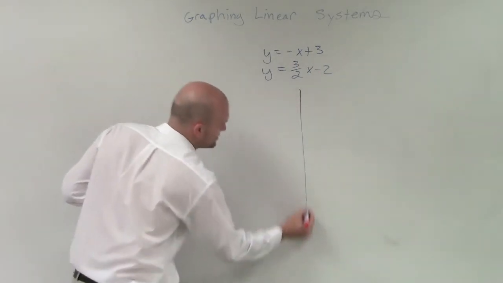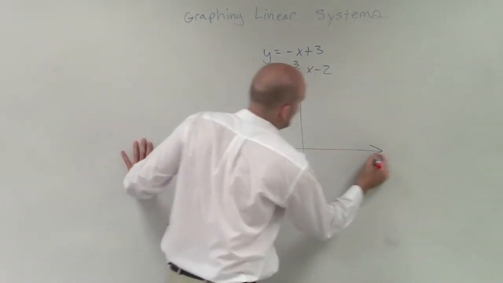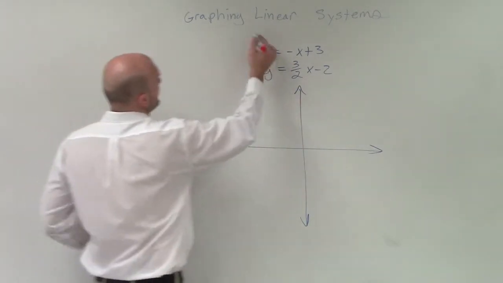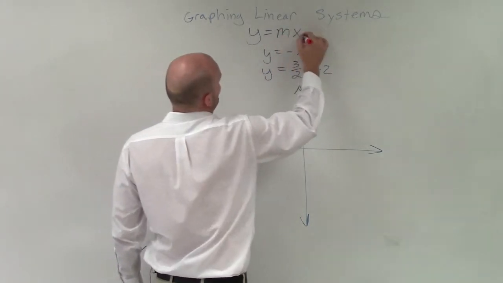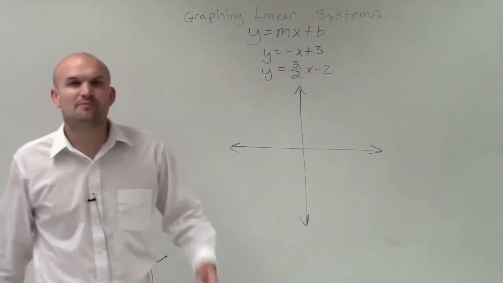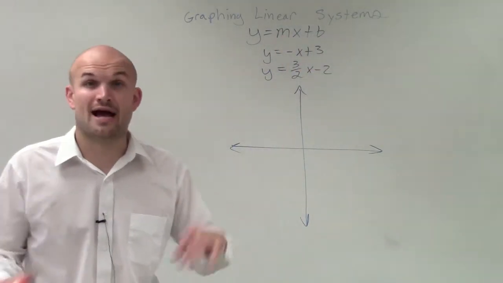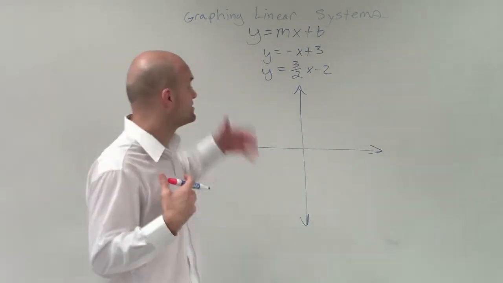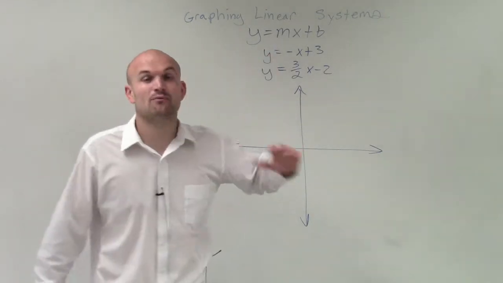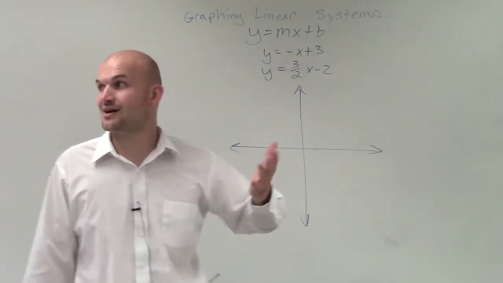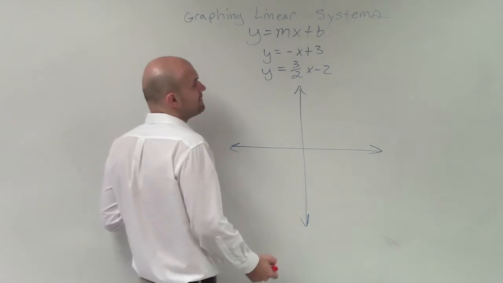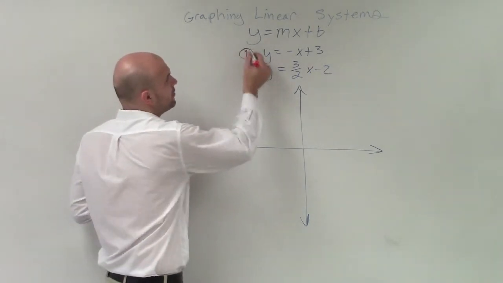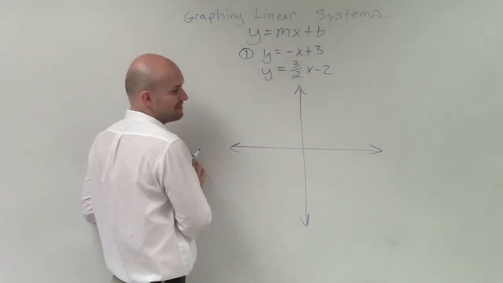To graph them, we need to have an x and y axis. Remember when graphing, y equals mx plus b is usually going to be the preferred form that you want to graph in. I will do some different methods depending on what form our system is given. However, both of these are in y equals mx plus b form, so that's awesome. When they're in that form, the first thing we want to do is plot the y-intercept. For equation number 1, the y-intercept is at positive 3.